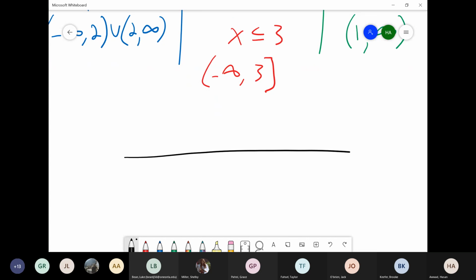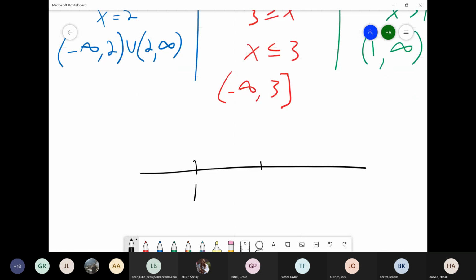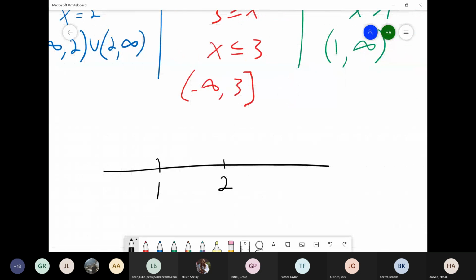So I'm going to draw a number line here. I know that I'm starting from 1 for the part in green. I know that there's something to do with x is equal to 2 for the part in blue, so I'm going to put a 2 down here. And I know that there's something to do with 3 for this one over here. So that's why I'm putting 1, 2, and 3 on my number line here.